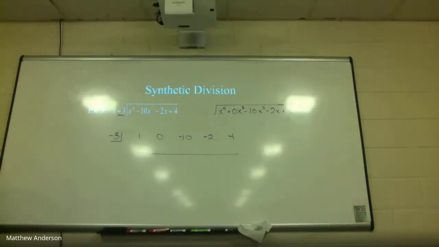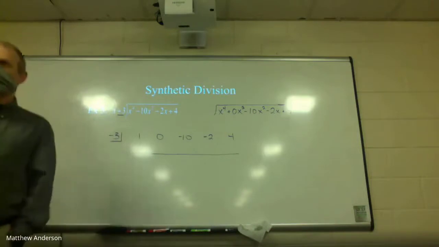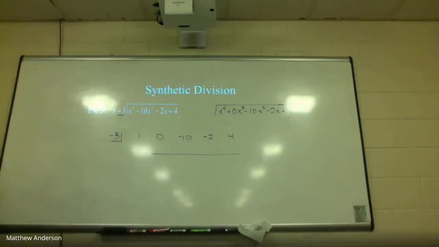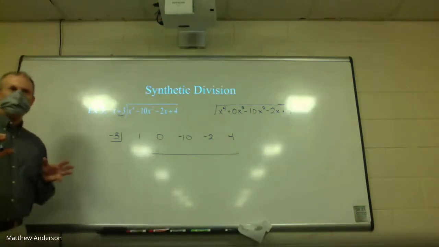Now I should pause for a second. The only time we can do synthetic division is when this right here is just an x. So it has to be like x plus something or x minus something. That's the only time you can do it. If there's anything else with that x, we can't do synthetic division. All right, so are we okay with how this is set up?